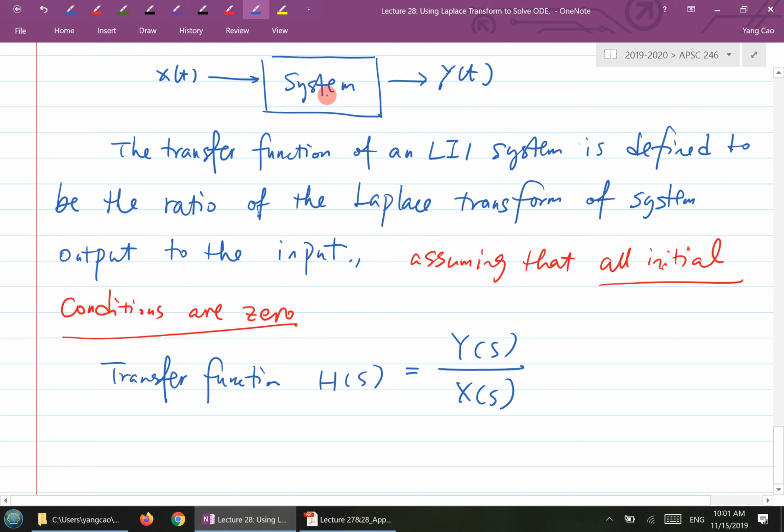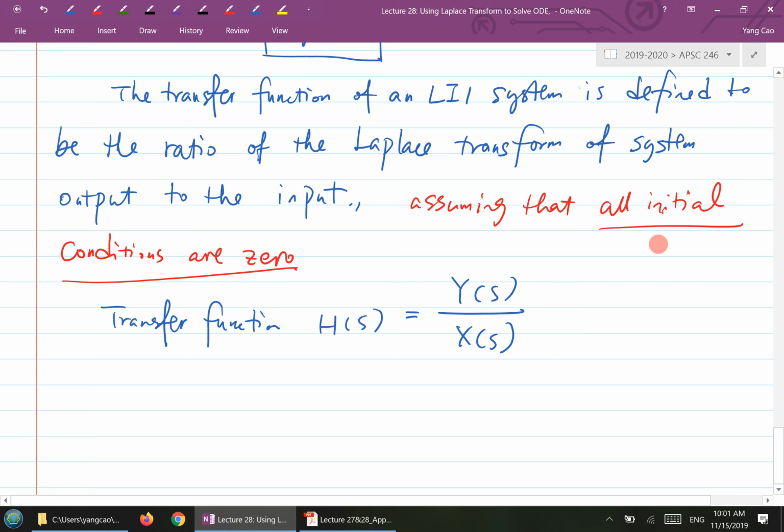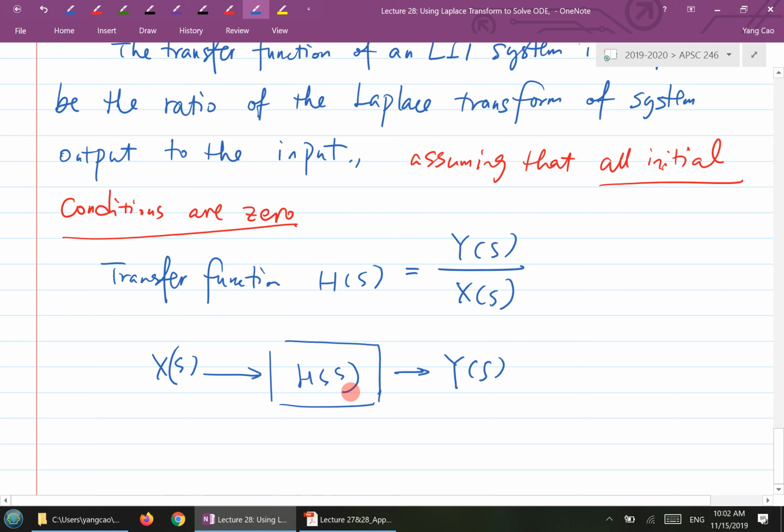So what do we use the transfer function for? Transfer function is a very useful tool. You can replace your system with the transfer function. The transfer function literally represents the characteristics of the system. So my original system can be re-sketched as this. Instead of the t domain, we can represent the system using the Laplace transform. It's a Laplace transfer function, and the input is X of s, output is Y of s. So this is completely an s domain now.